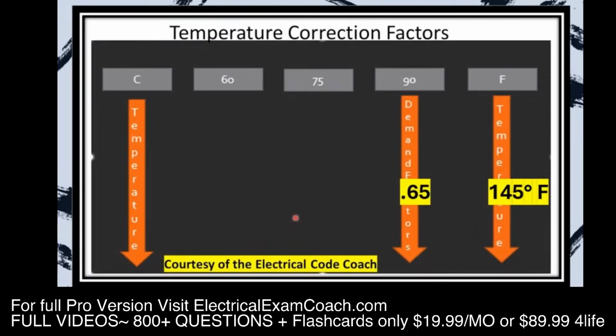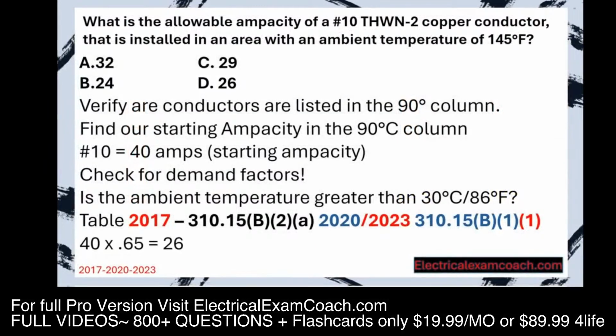We're going to start on the right-hand side because it's Fahrenheit. We come down and find our range of temperature, which is 145, and we slide over and find our correction factor is 0.65. Now we go back and we take our starting ampacity multiplied by 0.65, and that gives us a new allowable ampacity of 26 amps, and we select D.